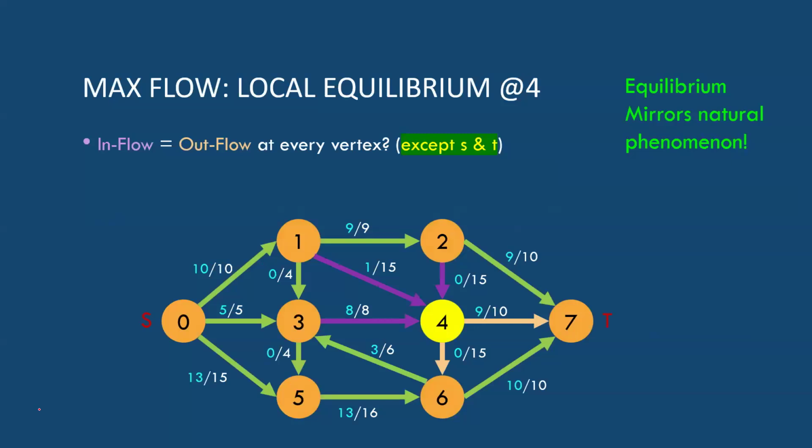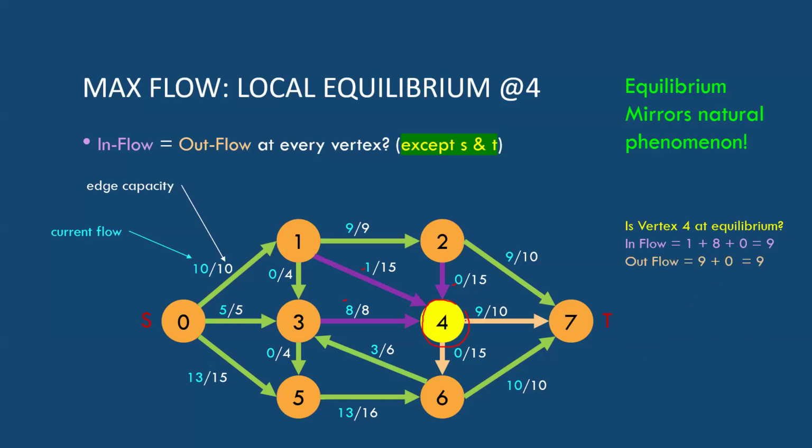So the equilibrium test is relatively easy to do. Given our current flow and our edge capacity, if we want to check that any particular vertex is in equilibrium, we just look at its inflow, and it should be equal to its outflow. So our inflow is going to be 1 plus 8 plus 0. Those are the edges coming in, 9. And our outflow is going to be 9 plus 0. That's 9. So that one is at equilibrium.